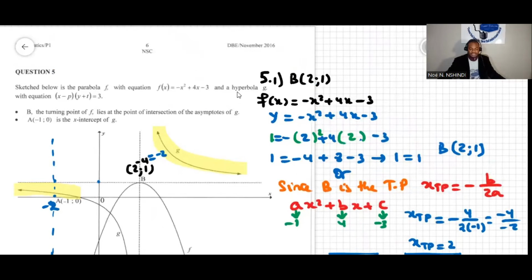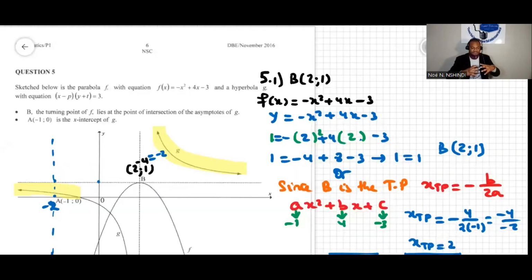Okay, they are part of the equation of the hyperbola. x minus P, open bracket, y plus T equal to 3. Now, we are going to expand this a bit, this way.